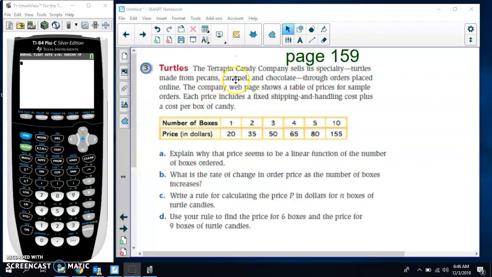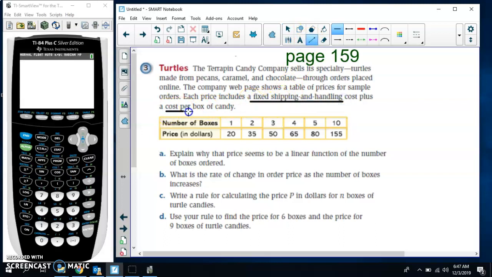Problem 3. The Terrapin Candy Company sells its specialty turtles made from pecans, caramel, and chocolate through orders placed online. The company webpage shows a table of prices for sample orders. Each price includes a fixed shipping and handling cost plus a cost per box of candy. So if we look at this problem, we have two things. There's a shipping cost, and then there's a cost per box of candy. So problem number 1 says, why is this a linear function?